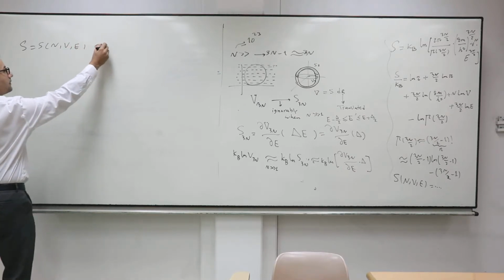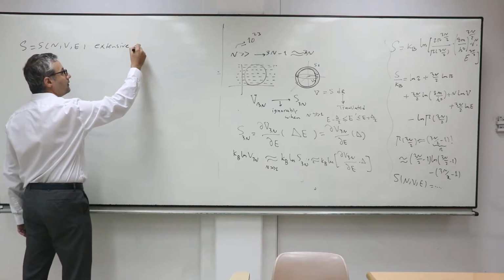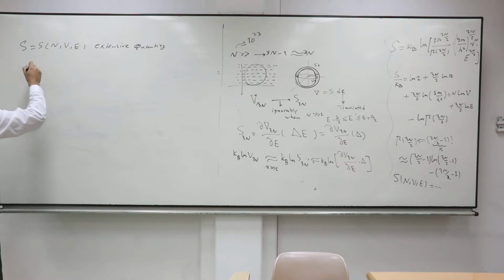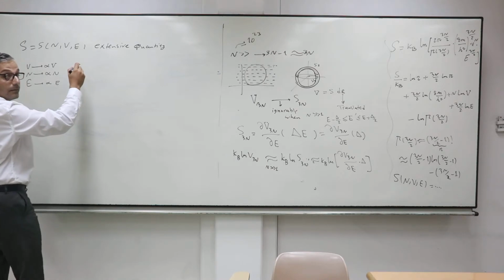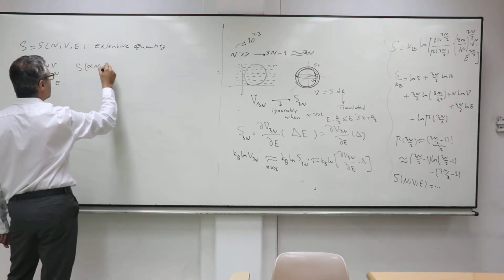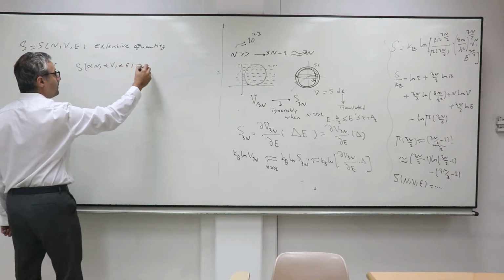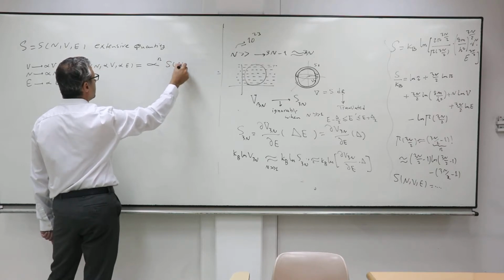S, N, V should be an extensive function of the extensive quantities. I mean that when you change V to αV and N to αN, and E also, the entropy should change, S(αE, αV, αN). That was the definition of the extensive element. That will be something like α, some number, times S in the original form.